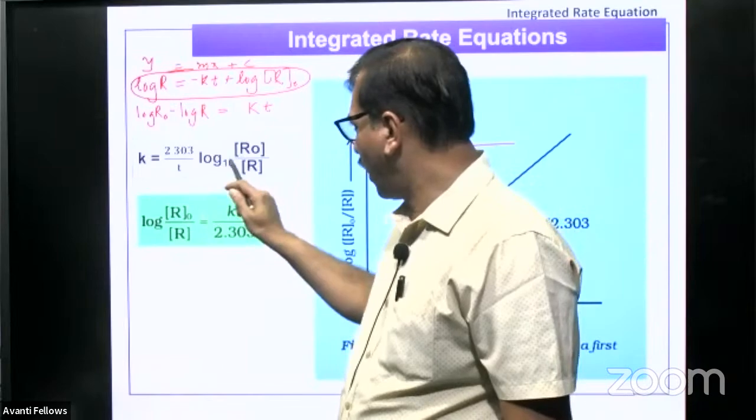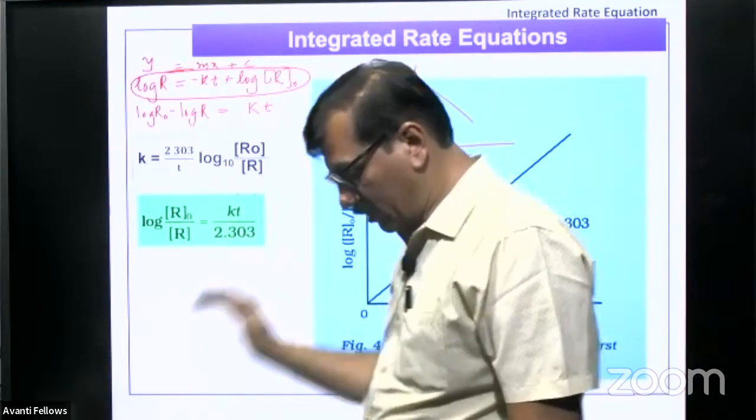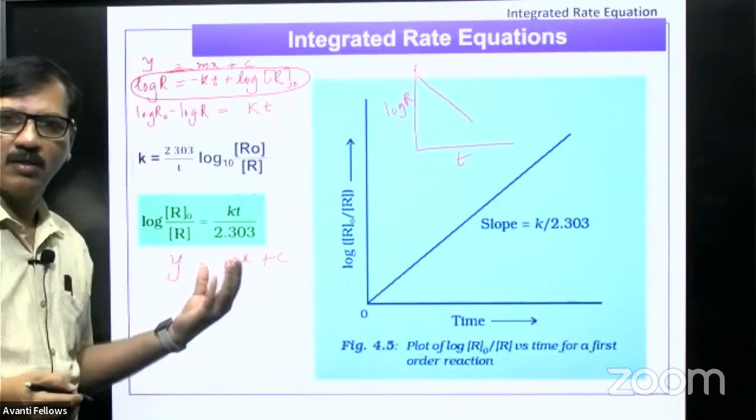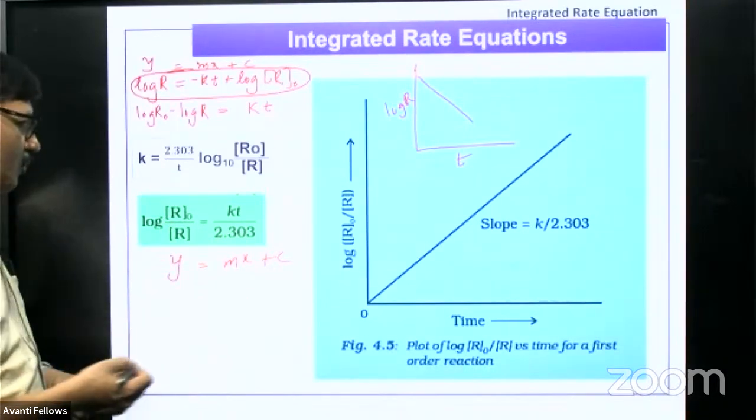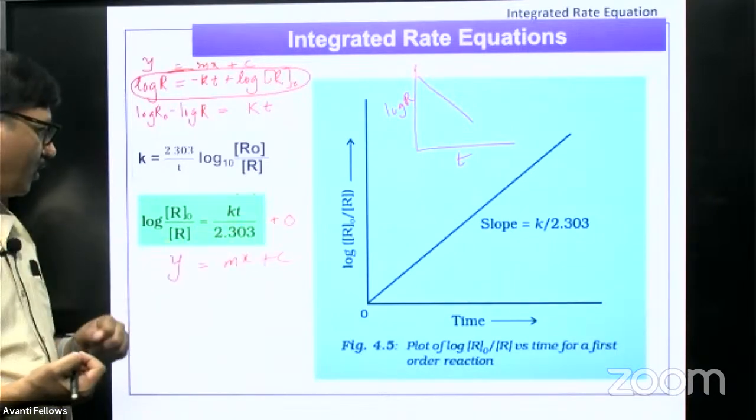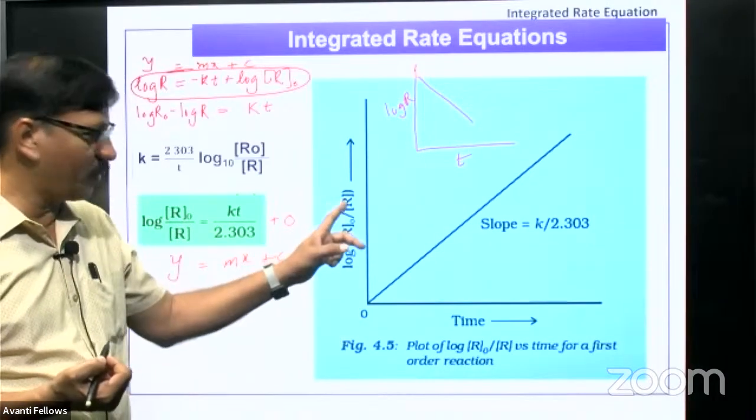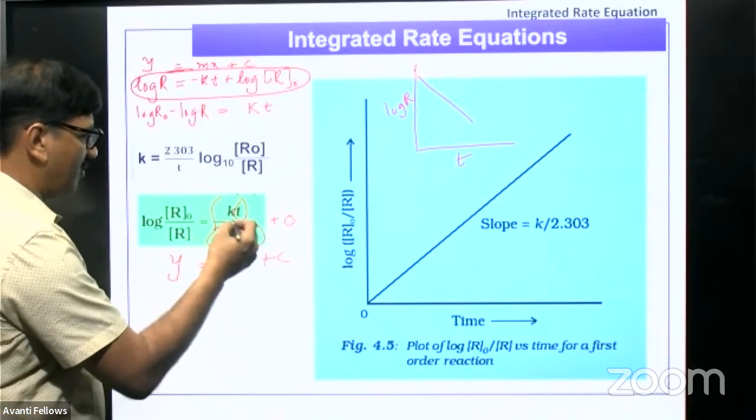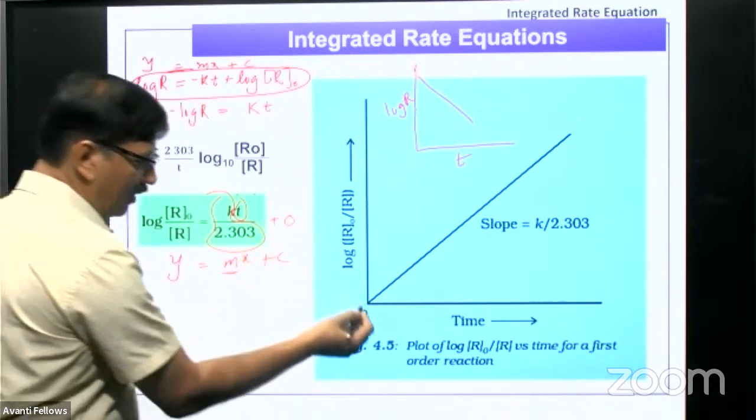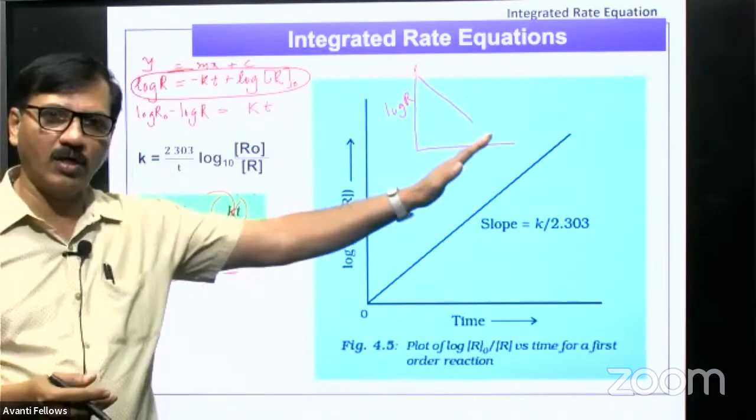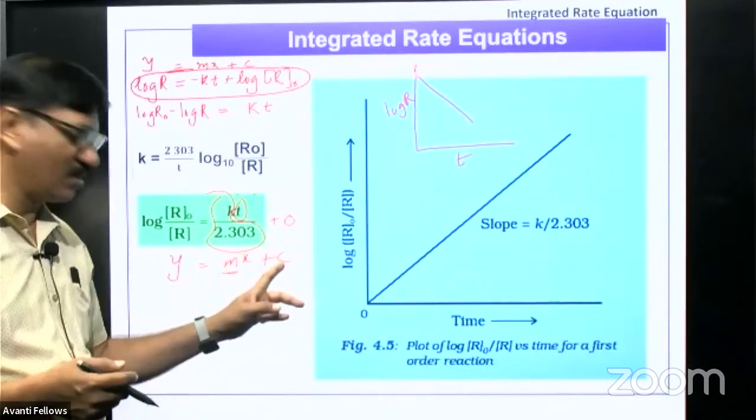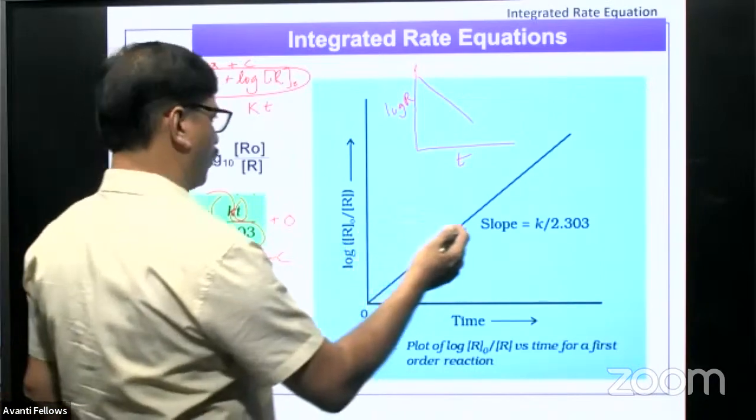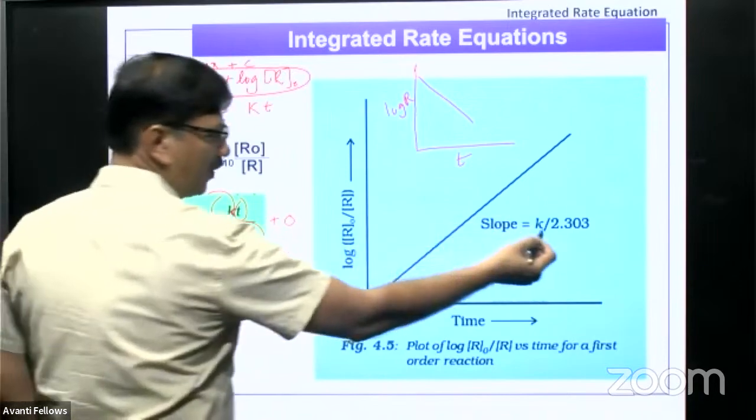Modify this expression, log of R0 by R is equal to Kt by 2.303. Now this equation also is of the type y is equal to mx plus c. See how beautiful it is. It can be compared with the type y is equal to mx plus c, where c is 0 here. So you have plotted log of R0 by R, which is equal to mx. So t is in the x-axis. Therefore, what is left out is m, slope, and c is 0. Therefore, it is passing through 0 because intercept is 0. C is the intercept, where it touches the y-axis. So 0. M is the slope. Therefore, in this case, slope is equal to K by 2.303.